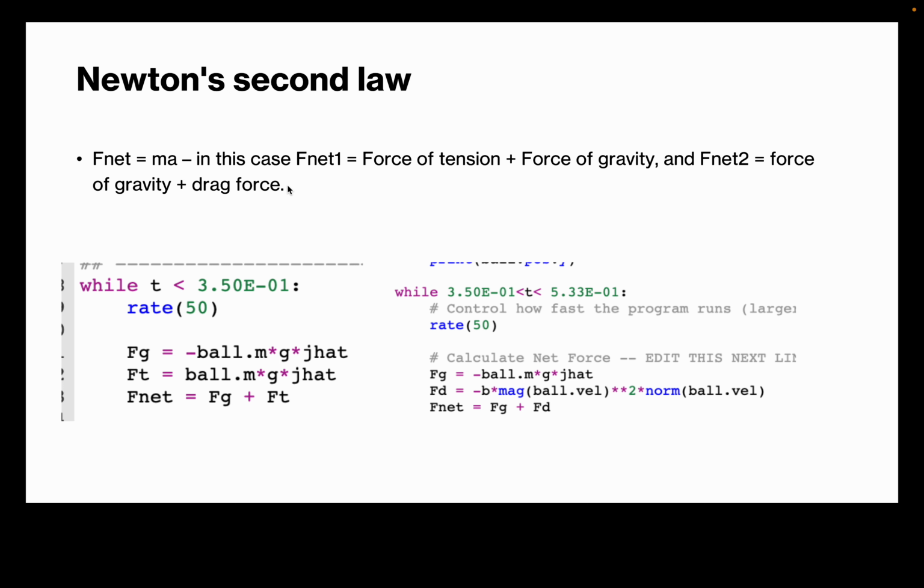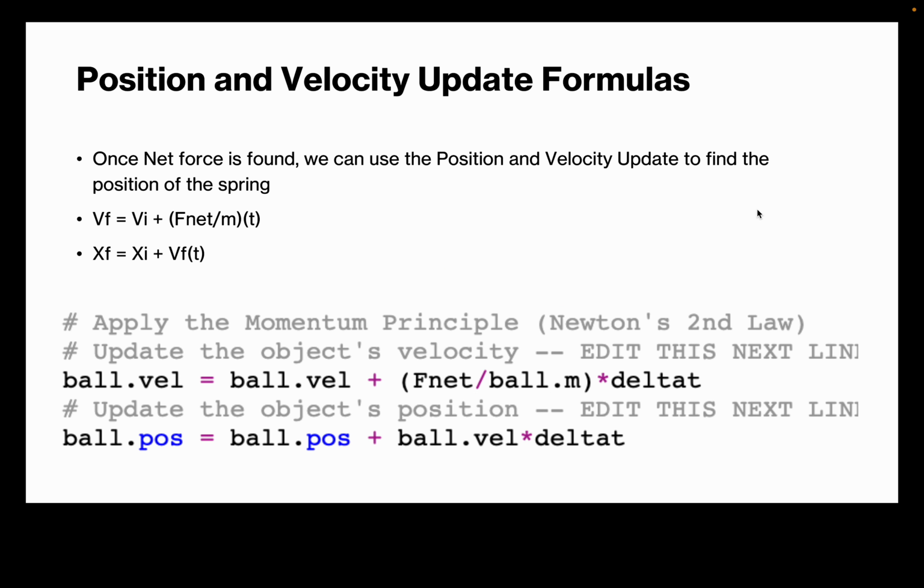F net for the first stage, where the top of the Slinky is falling to the bottom, would be the force of tension plus the force of gravity, because the force of tension keeps the Slinky up as the force of gravity acts upon it, which keeps the bottom of the Slinky in place. So they average out to be 0 in the beginning, the force net. And then the force net in the second stage is the drag acting against the force of gravity. So that's once the spring starts falling.